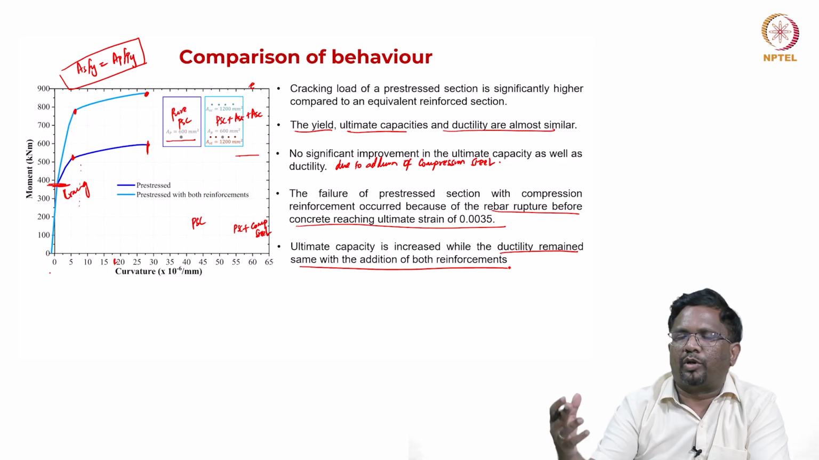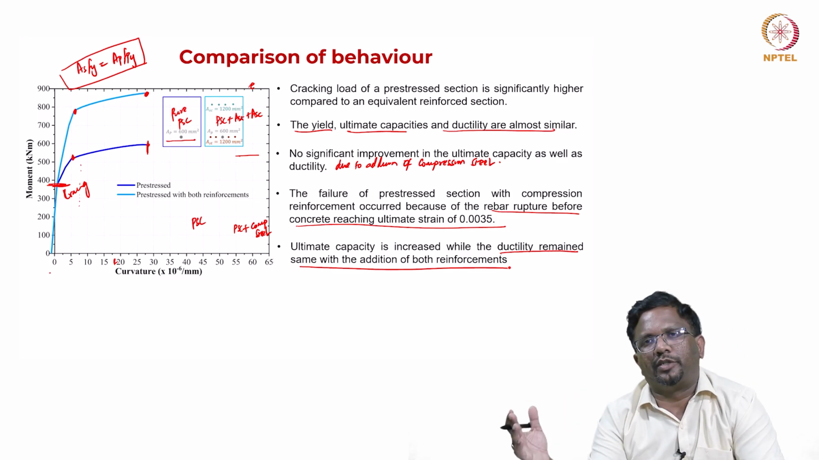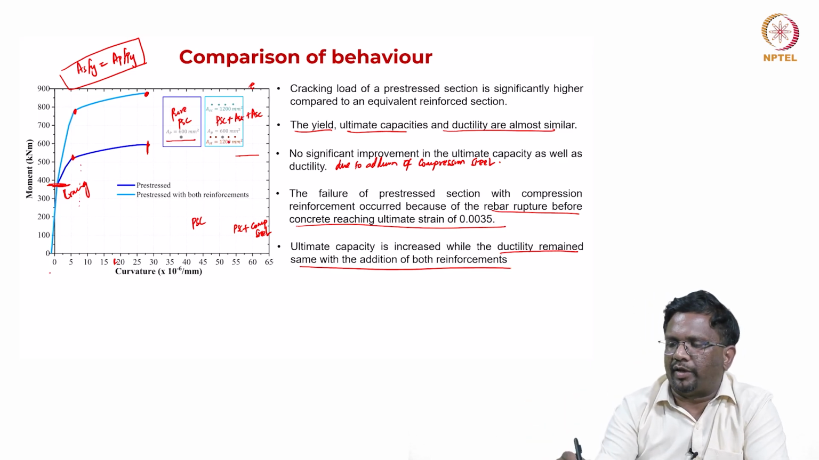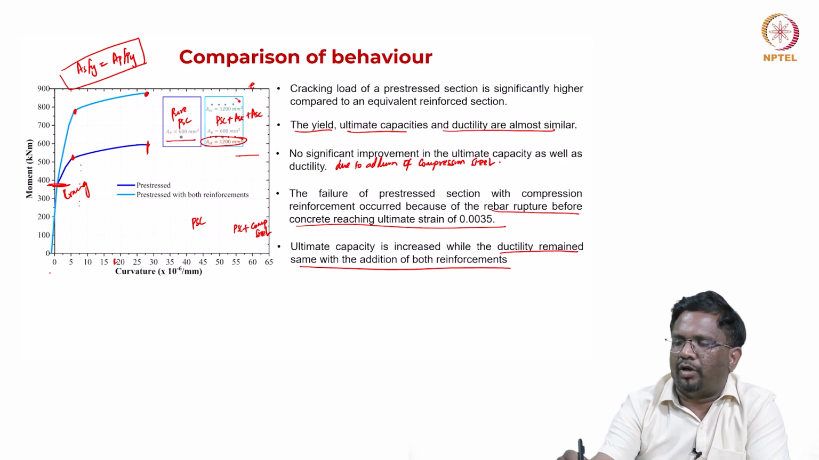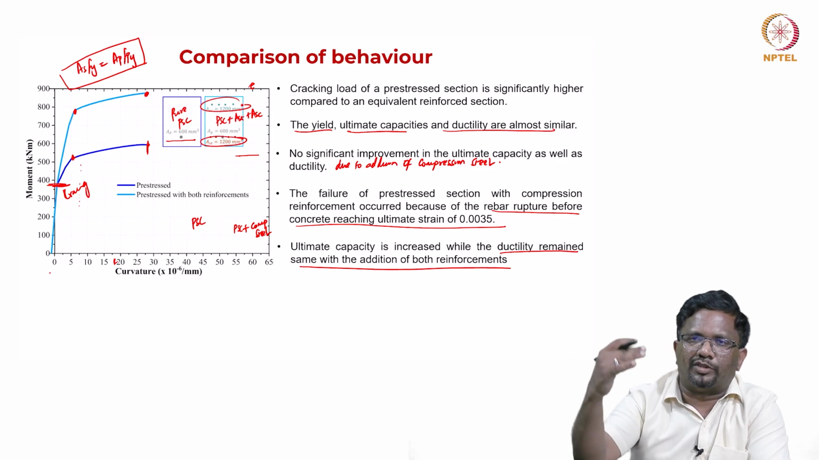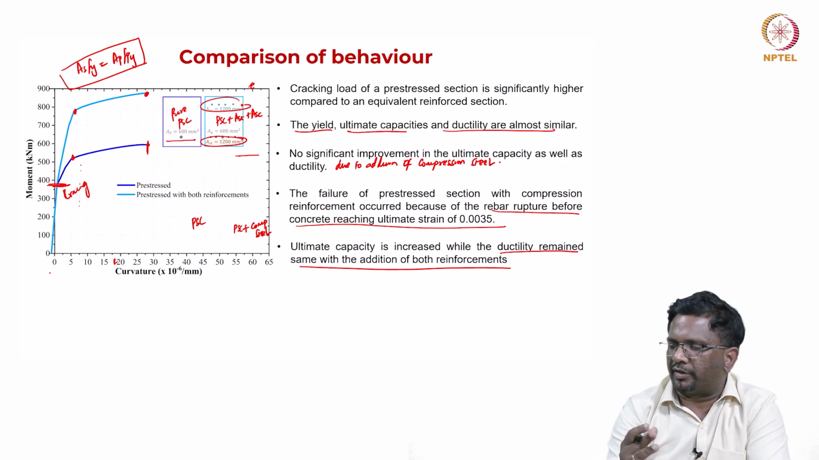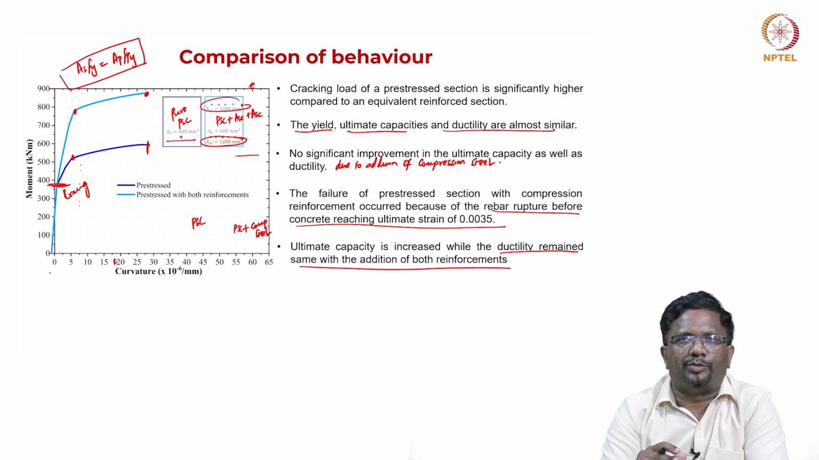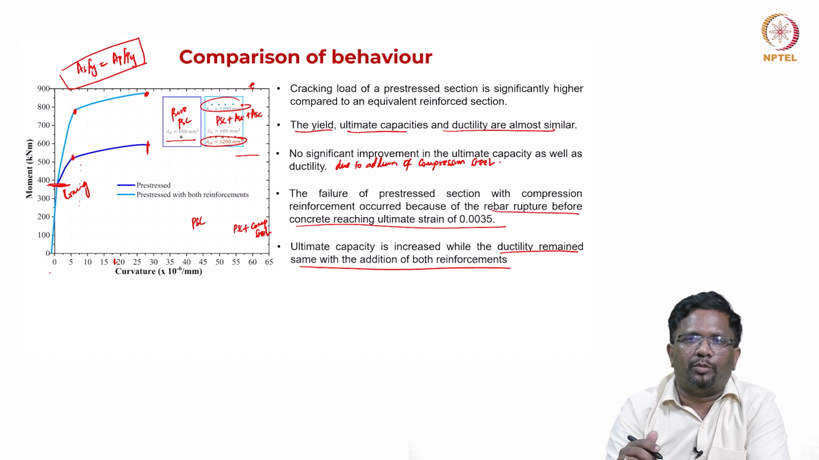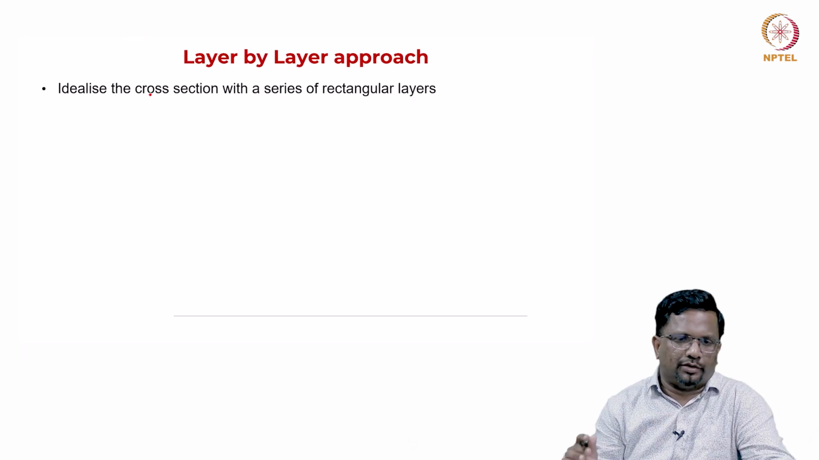If we add more compression steel, then the ductility will increase, because now I have taken only 1200 mm square on both sides, equal amount of tension and compression I am adding. That is the reason the ductility did not really change much. However, my yield moment and ultimate moment increased significantly. So this is the comparison.